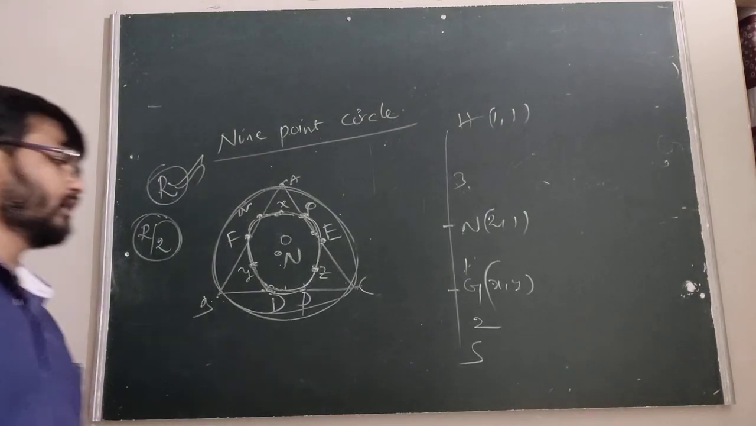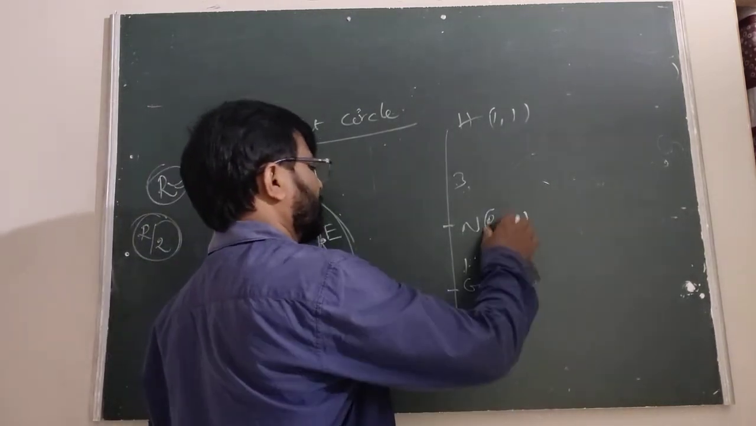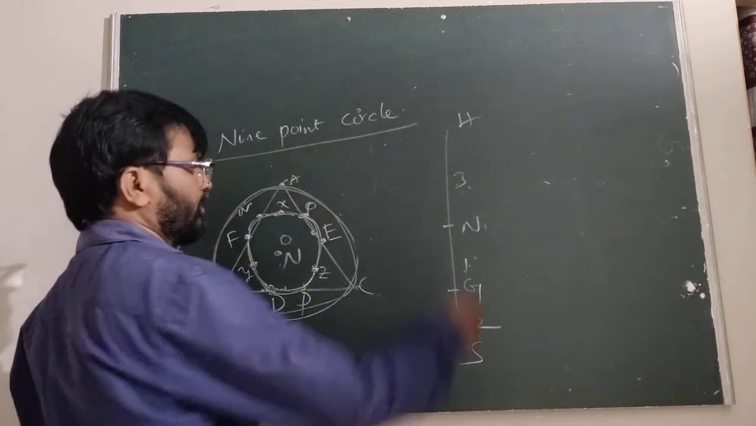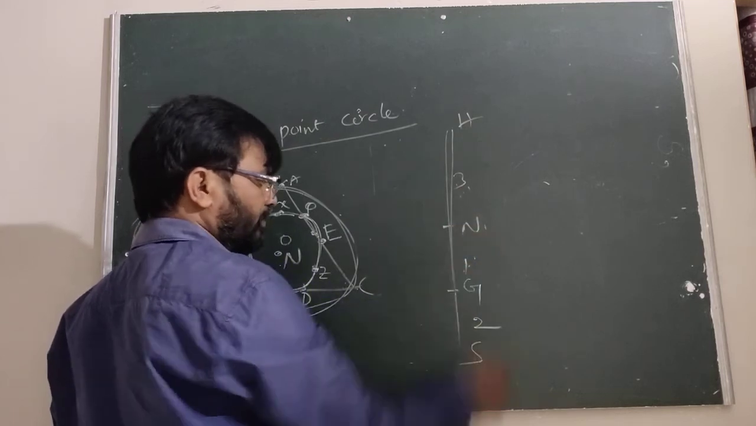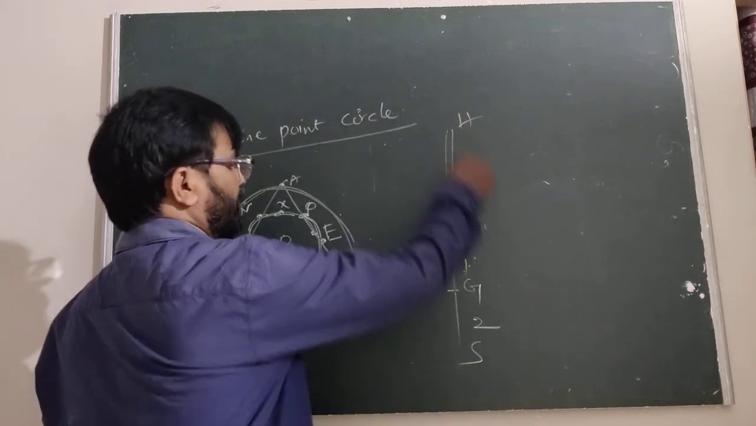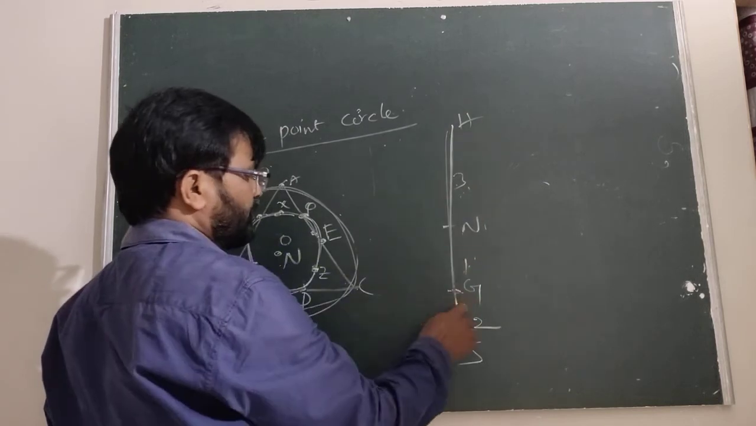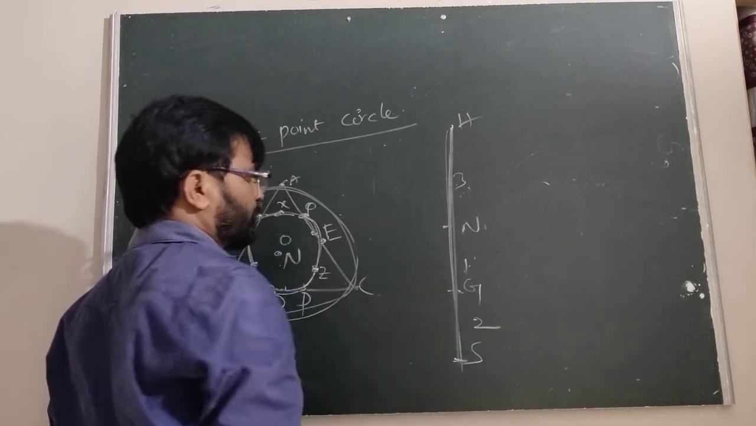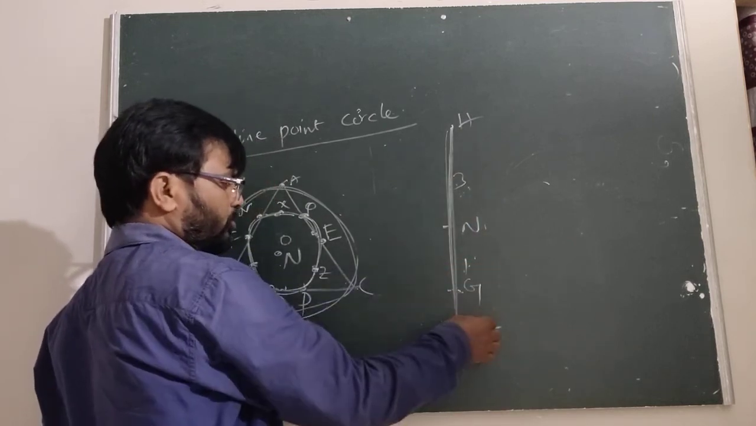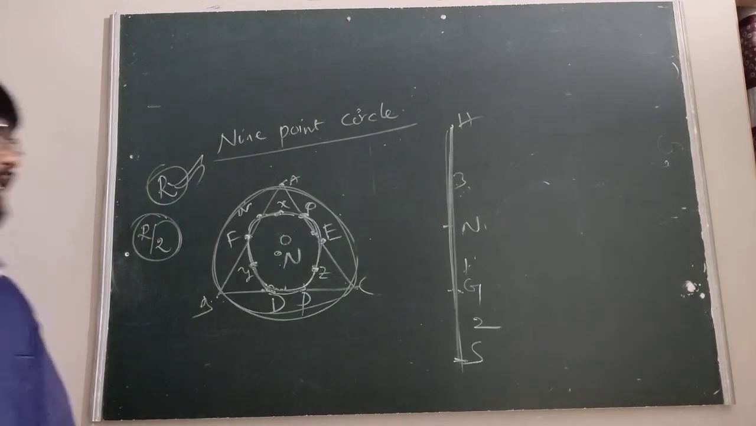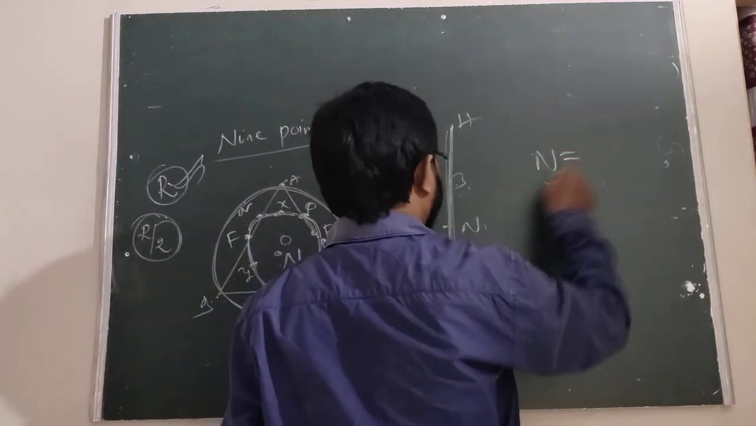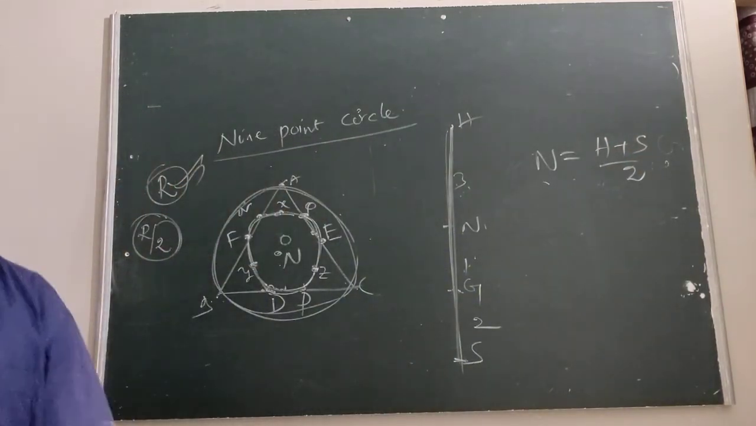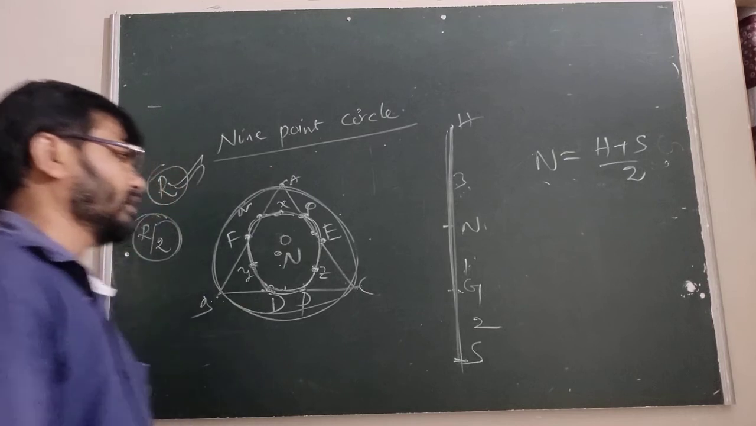Therefore, here all of you listen, if any 2 points are given, then we can easily find the third point. N divides HG in the ratio 3:1, and here G divides the line segment joining the orthocenter and the circumcenter in the ratio 2:1. 3 plus 1, 4. 4:2 is 2:1. Therefore, N is the midpoint of H plus S by 2. Therefore, N is the midpoint of the line segment joining the orthocenter and the circumcenter.